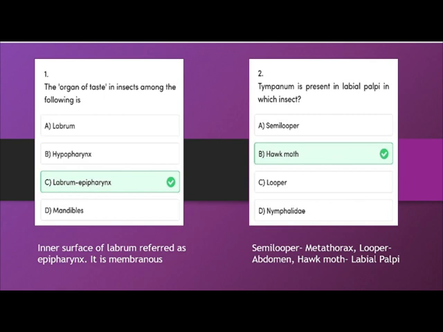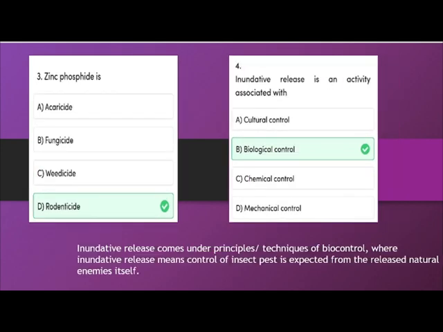Tympanum is present in labial palpi in which insect? And the answer is hawkmoth. In case of semilooper, the tympanum is present in the metathorax. In case of looper, it is present in the abdomen. And in case of hawkmoth, it is present in labial palpi. Now come to the third question.